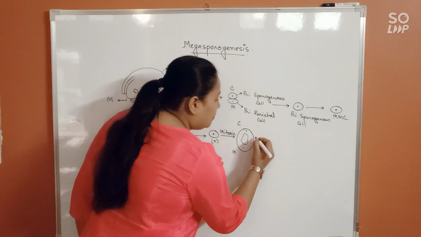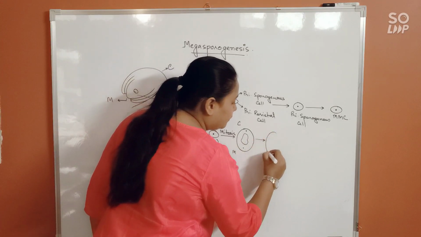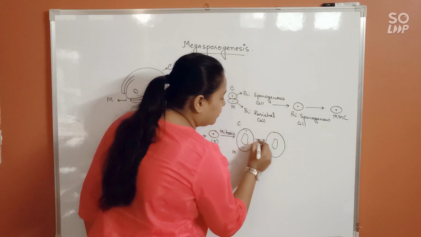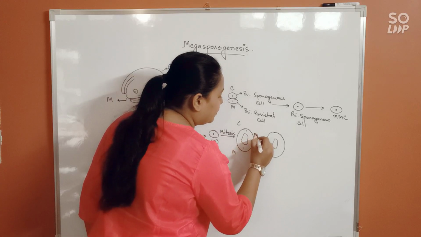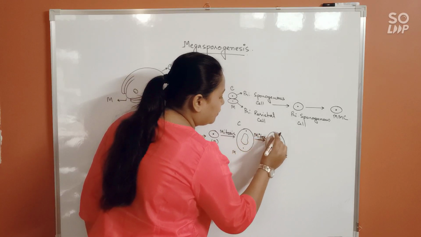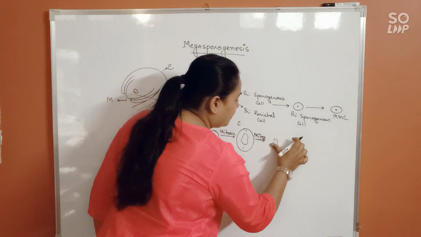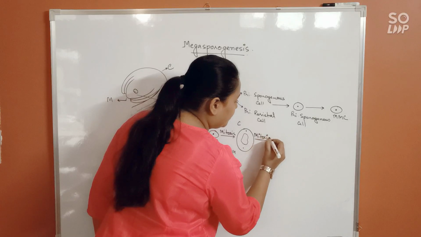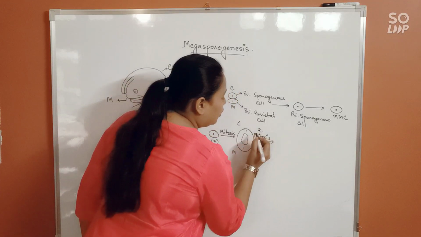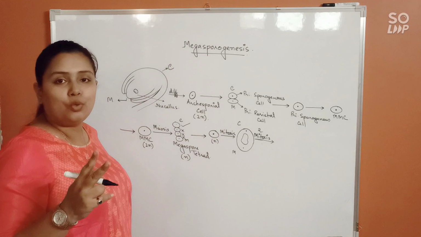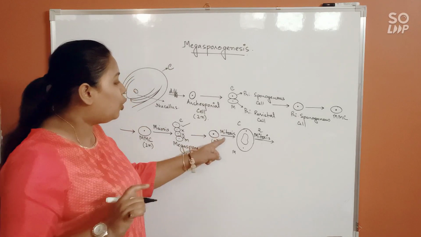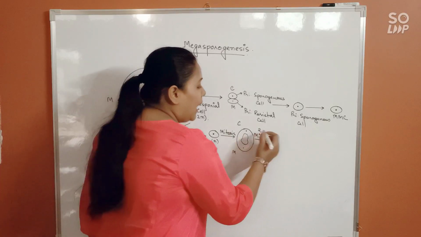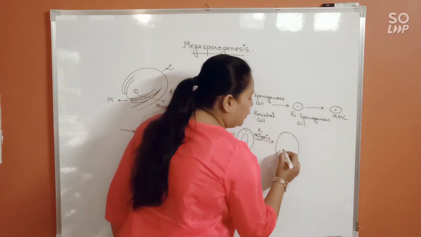Now, being at opposite poles, another round of another two mitosis will take place. Alright. So total how many mitosis happening? 1 here, 2 here. Alright. Another 2 mitosis if takes place, then what will happen?